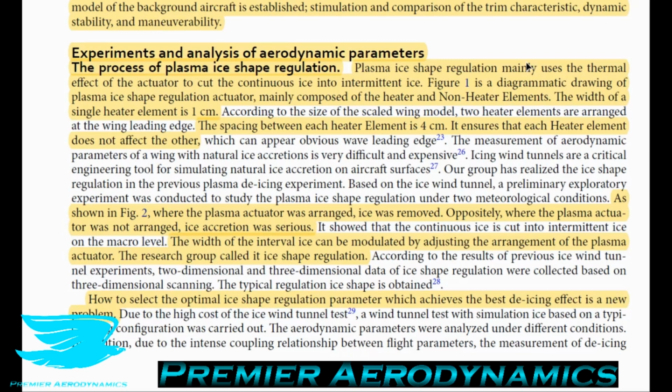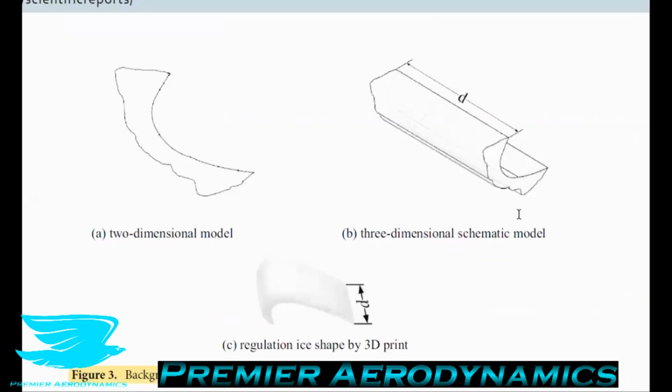So how do you select the optimal ice shape regulation parameter, which achieves the best de-icing effect? And this is what they want to look at, where they're going to look at 2 different ice regulation patterns and see how they affect aerodynamics. We'll get to that in a minute, though.